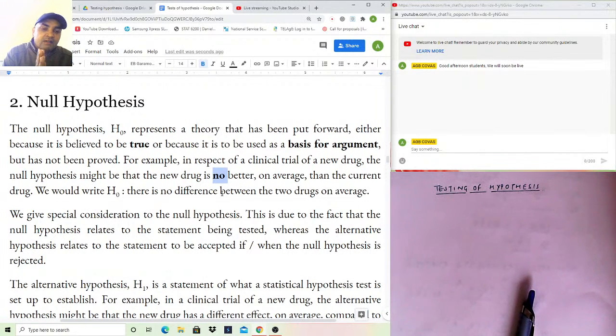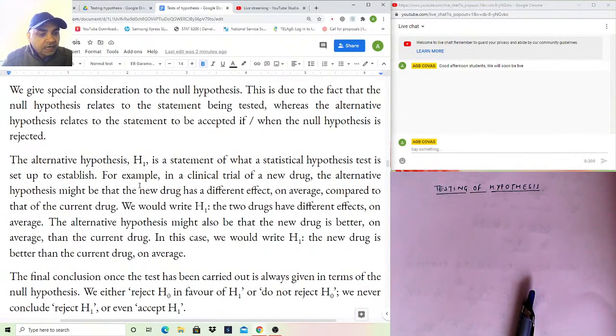As for example, here our null hypothesis was that there is no difference between the two drugs on average. If statistically this gets proved, we get an idea that these two drugs are the same. There is no difference on an average. But if this null hypothesis gets rejected and we get a significant difference between the two expected values, then we reject this null hypothesis and accept the alternative hypothesis.